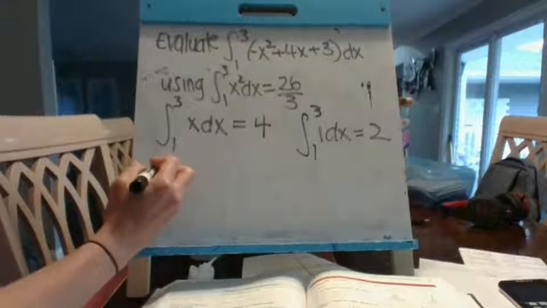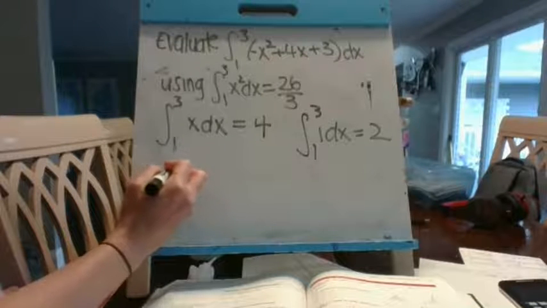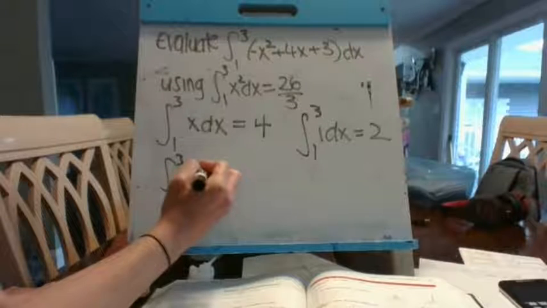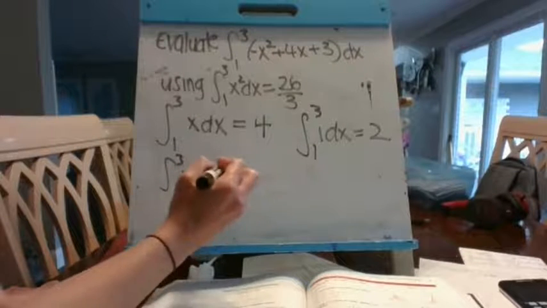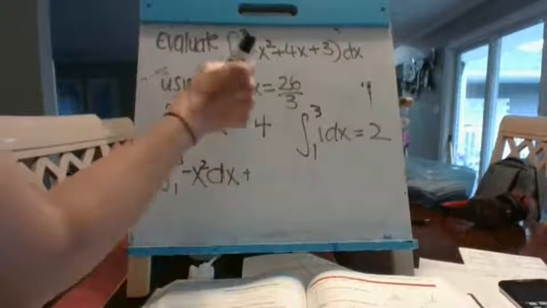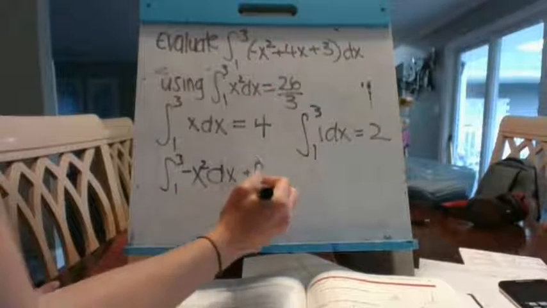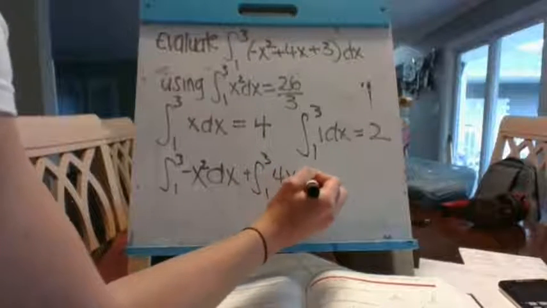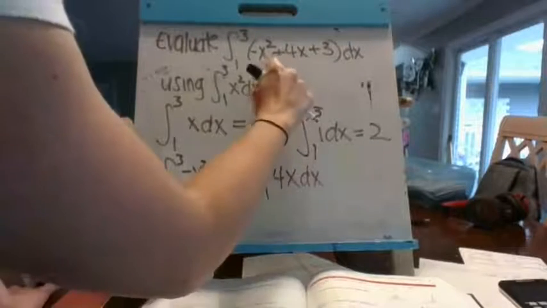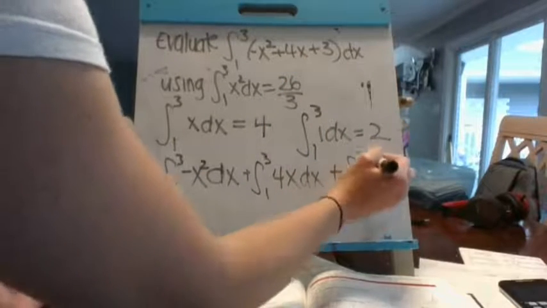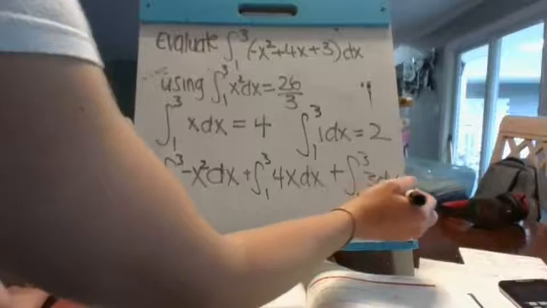All right, so if I separate the integral here into separate integrals, I can integrate from 1 to 3 of negative x squared dx. I can then add, using the property from before, because remember, you can add each piece, from 1 to 3 of 4x dx. So I'm just separating it into these three pieces, plus 1 to 3 of 3 dx.